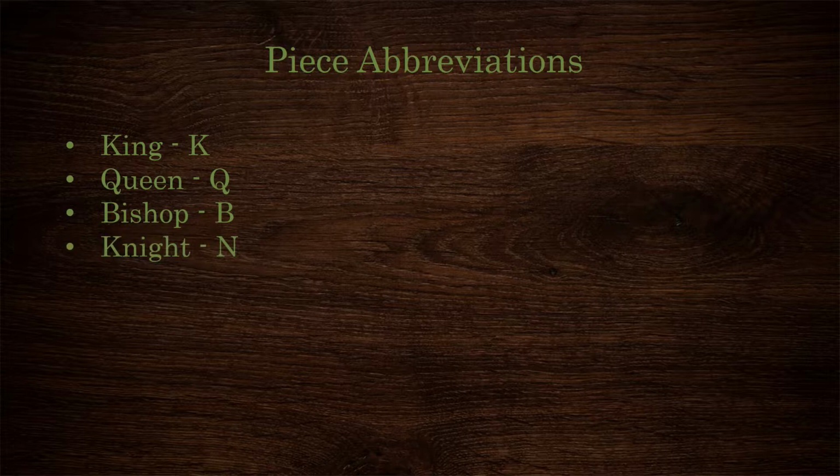The knight is a different one because we can't use a K, as we already use a K for the king. Some books will use an uppercase K and a lowercase n for the knight, but most of them just use a capital N. Then a rook is R, and the pawn doesn't have any letter associated with it. We'll talk about how that's written down later. Keep in mind that all of these are capital letters. So when we're talking about the name of a piece, we're going to capitalize those letters.